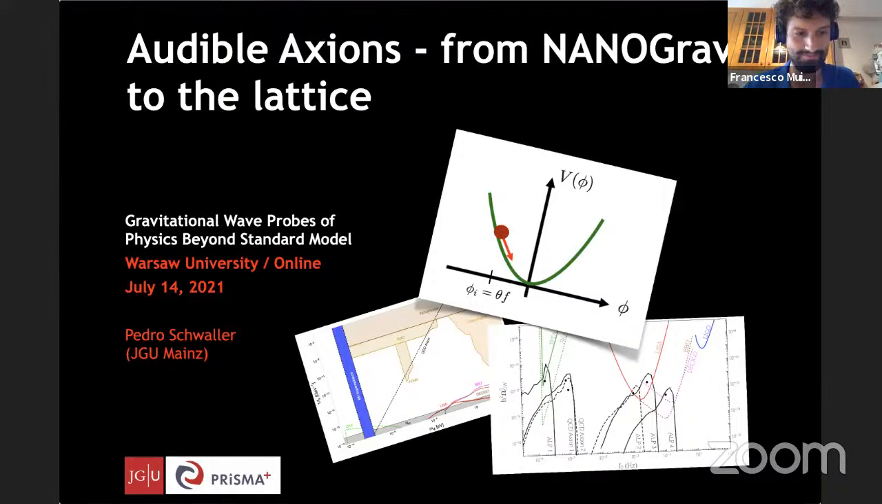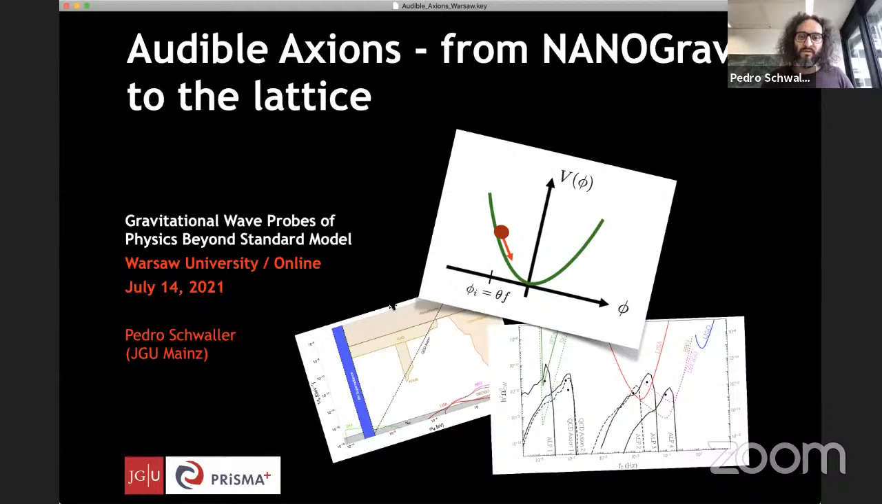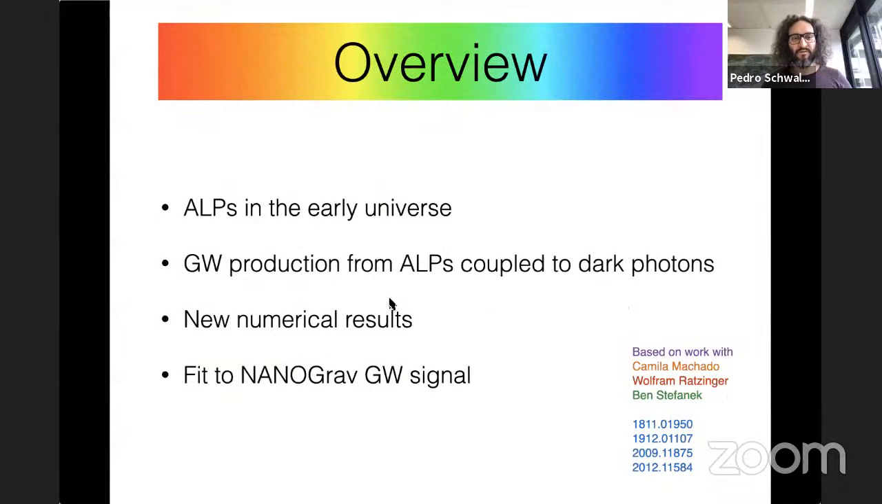Go ahead. Okay. Yeah, also from my side, thanks a lot for the invitation and for organizing this very exciting workshop. So let me give you a brief outline of what I will be talking about. I will start with a short motivation of why axion-like particles, or ALPs for short, are interesting also in the early universe, and in particular then introduce a mechanism by which gravitational waves are produced from such ALPs if they are coupled to dark photons in the early universe, but actually after inflation.